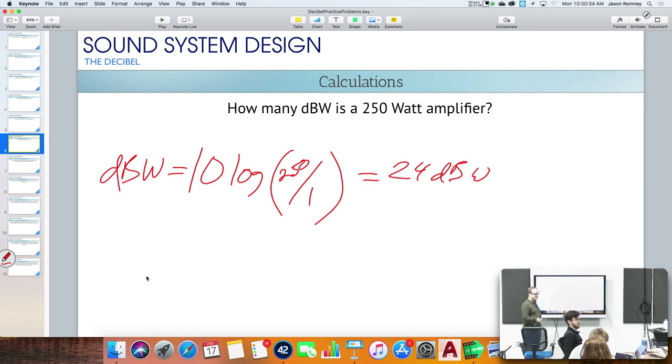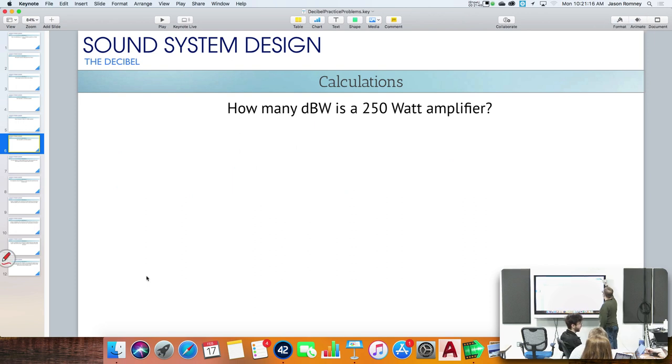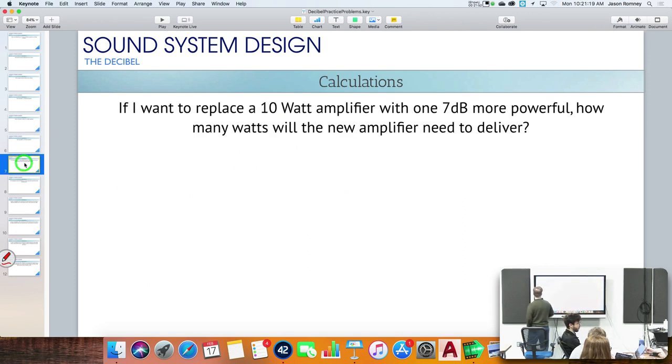Make sense? And you're dividing by 1 because you're saying, because dBW, the reference level for dBW is 1 watt. Right. Okay. 0 dBW equals 1 watt. Why? Just because. Because someone decided that that's what it would be. A committee, probably at an AES convention or something, decided this. And you just have to be okay with that. There's not a whole lot of point in trying to question that.